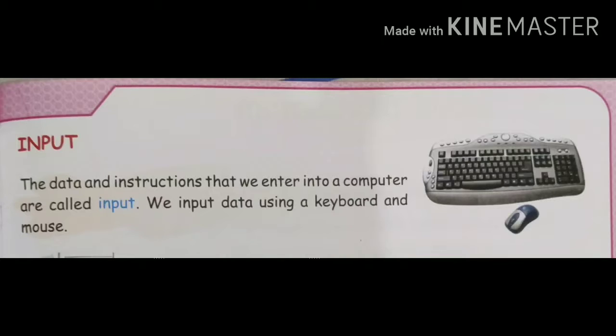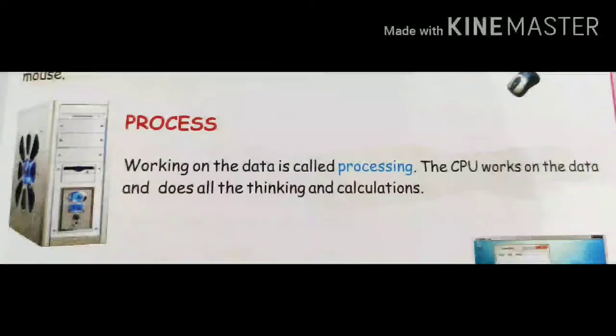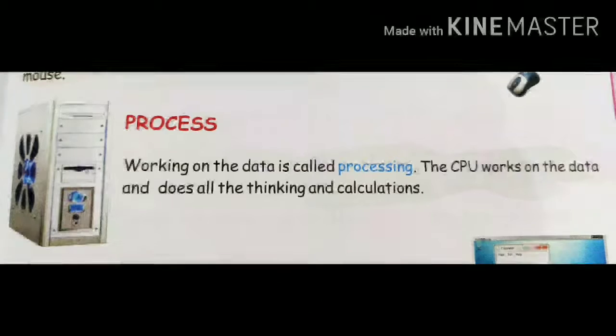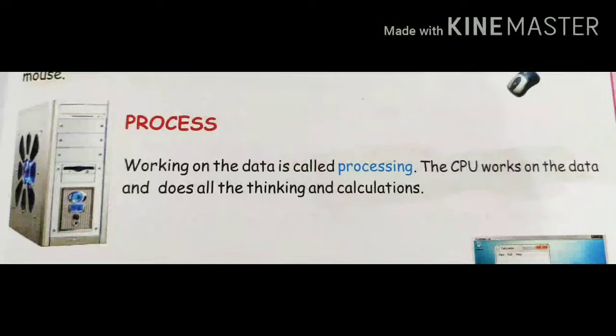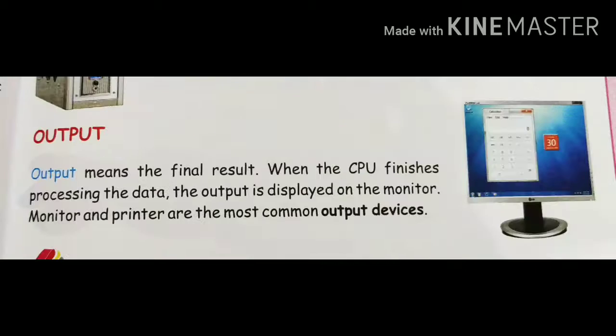Remember this. Okay. Now children, when we enter the information and instructions to the computer, the work of process starts. The work of CPU starts. It starts working on that data to give you the result. So the working or the function is called process, and working on the data is called processing. The CPU works on data and does all the thinking and calculations and gives us the result, the final result. Okay, so this is process.